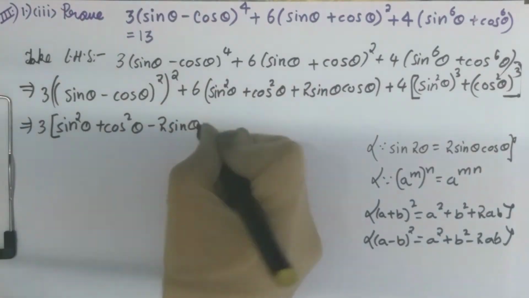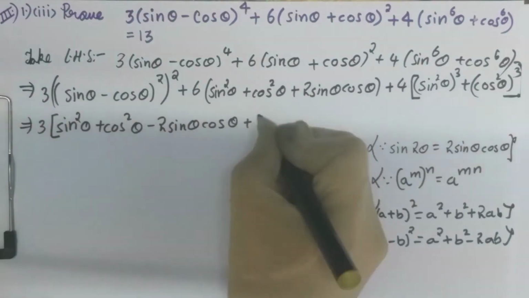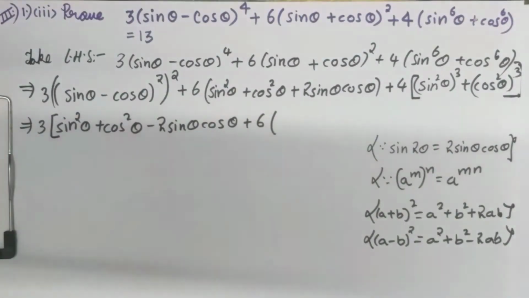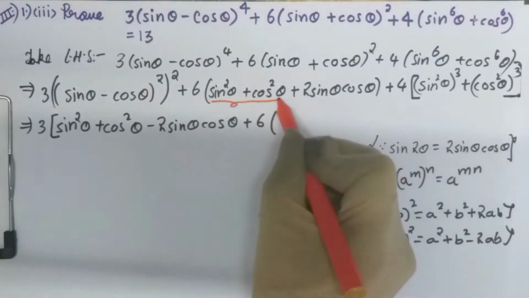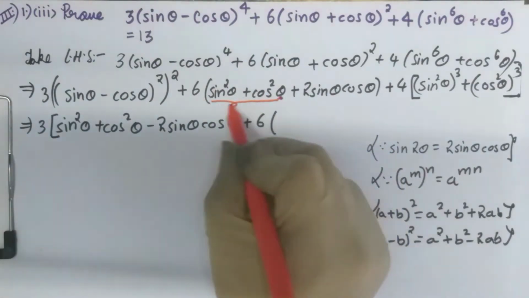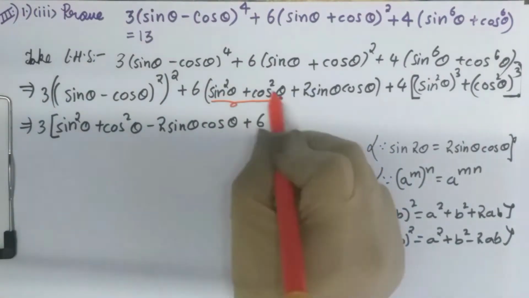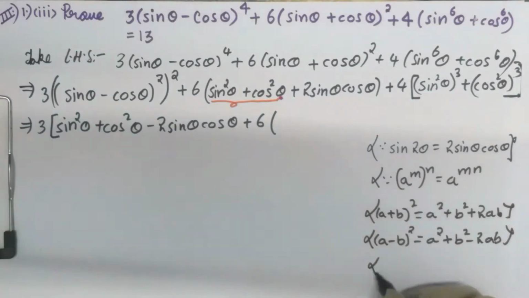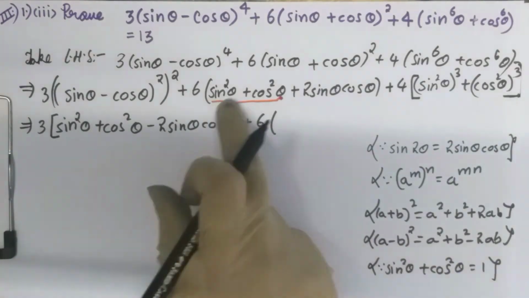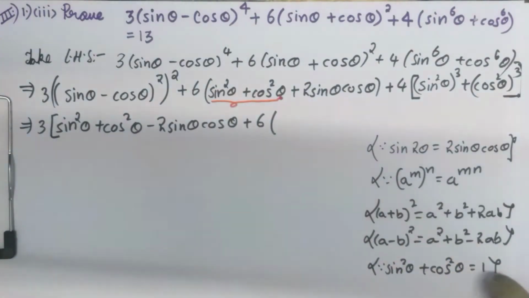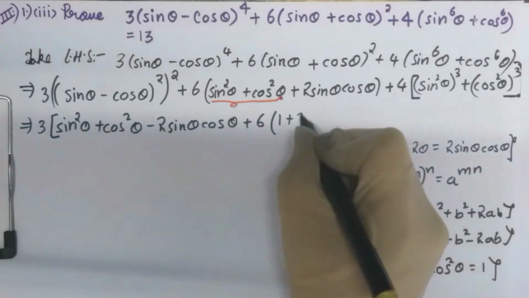2 into sine theta cos theta, plus 6 into, observe this, here we have sine square theta plus cos square theta. What is the sine square theta plus cos square theta formula? 1. We know that. Which formula are we using? Sine square theta plus cos square theta is equal to 1. So in place of sine square theta plus cos square theta, I will write 1 plus 2 sine theta.